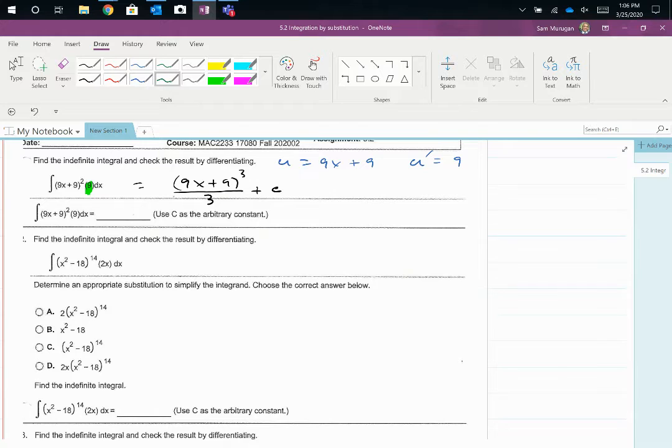All you need to do is establish that the u value is the same. Here u is x squared minus 18. So u prime is equal to 2x. Conveniently, that 2x is there already, so this is equal to x squared minus 18 to the 15 power over 15 plus c.